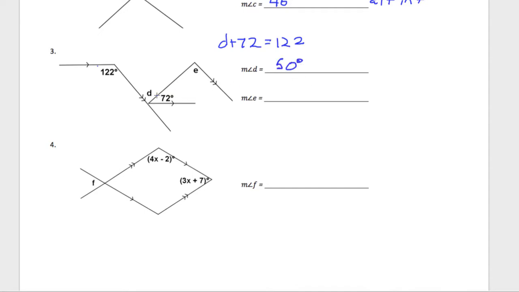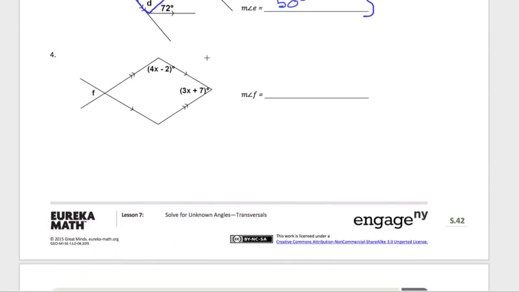And then if I know D, here's my next Z. The inside parts of the Z here are equal, which means D is equal to E, which means E is also 50 degrees. These are both by alternate interior. Alright, and finally, to do number 4, I know that these are same side interior, so SSI, same side interior.